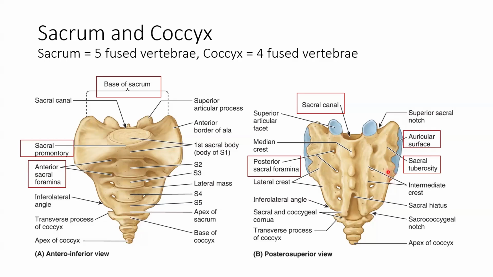And then you have the sacral tuberosity here, which is this bony ridge that is also going to form a fibrous portion of the SI joint. Again, we'll talk about that again in lower extremity.